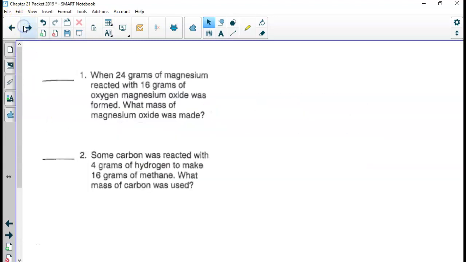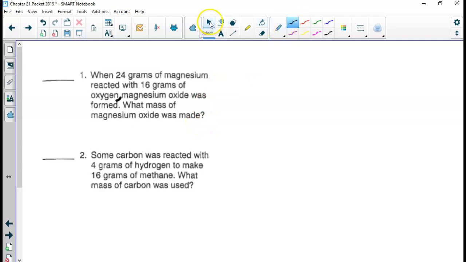Okay. Now, if you flip the page over, there are problems that look a little different, but it's the same idea. You just don't have an equation this time. Okay, so let's try one of these. When 24 grams of magnesium react with 16 grams of oxygen, magnesium oxide was formed. There should be a comma right here, and that will make this sentence make a lot more sense. What mass of magnesium oxide was made?